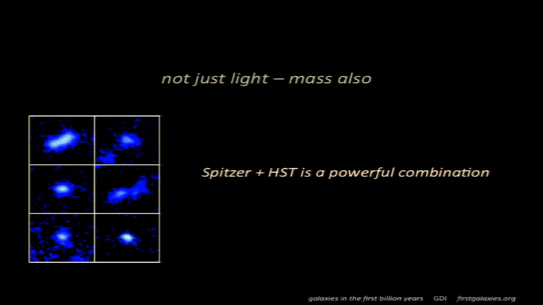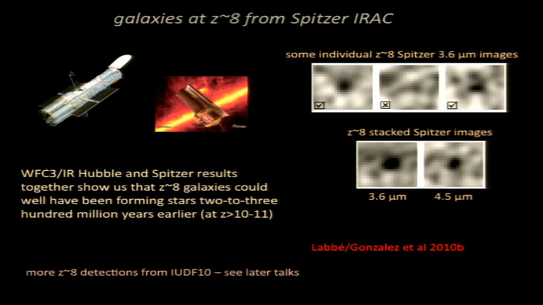So mass is a key parameter for the comparison with the models, and one of the basic parameters we'd like to understand. And here is where Spitzer comes in and plays an incredibly important role.